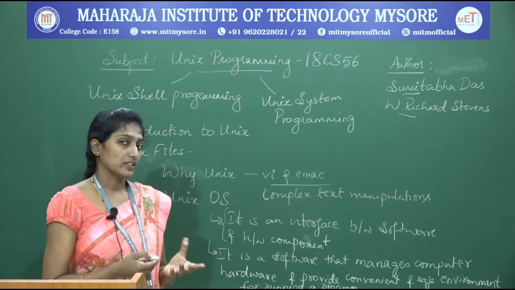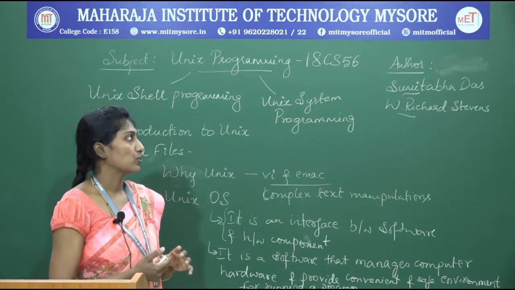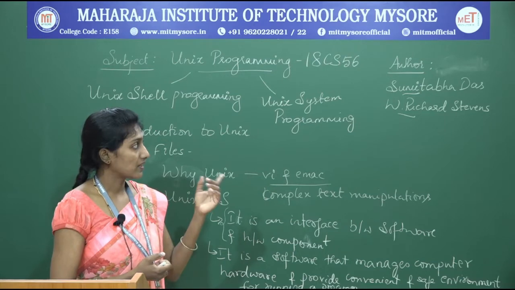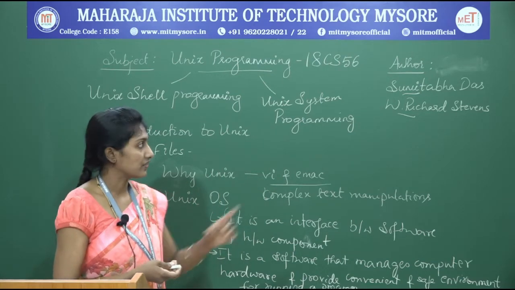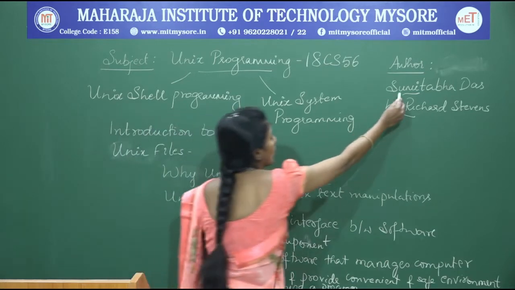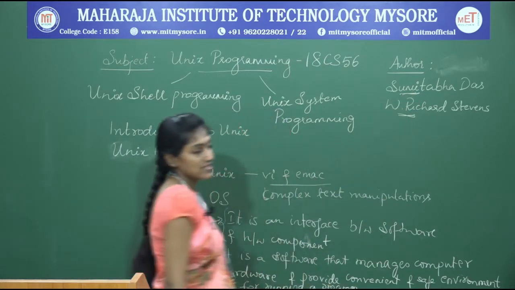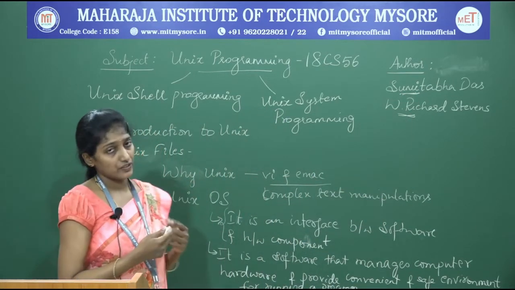And the authors which you have to refer for the Unix programming subject are Sumita Arora and W. Richard Stevens. So these are the two textbooks which you have to refer. As I have written on the board, that is Sumita Arora and Richard Stevens. Why do we have to refer to these two textbooks?